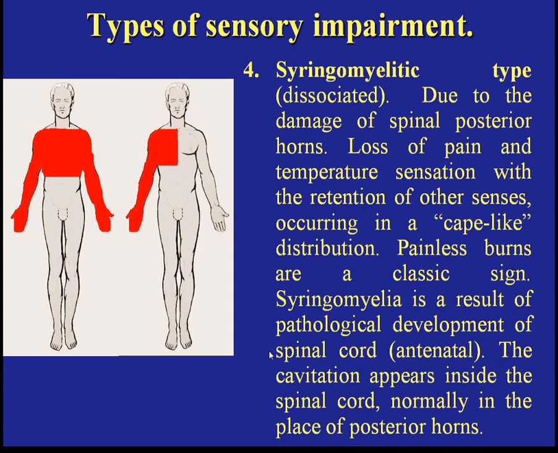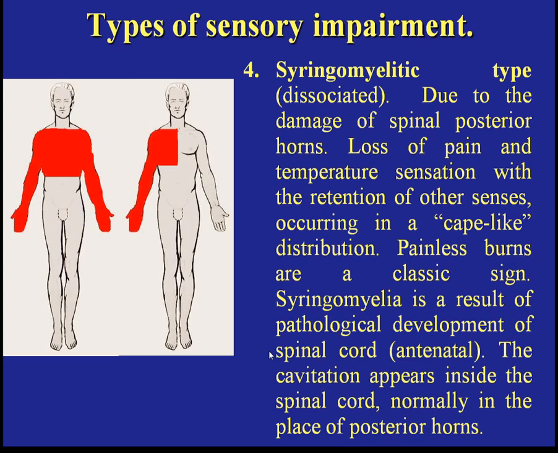You remember the different location of second order neurons in the pathways of superficial and deep sensation. Only superficial sensation has second order neurons in the posterior horns. And so this is a dissociated type of sensory pathology with normal deep sensation but affected superficial sensation: pinprick, pain, and temperature. Painless burns are a classic sign.